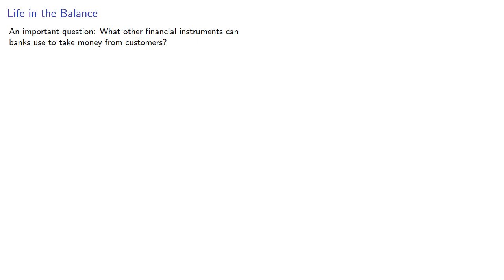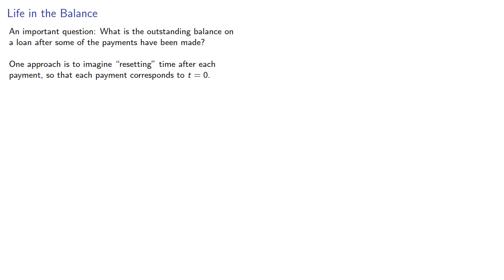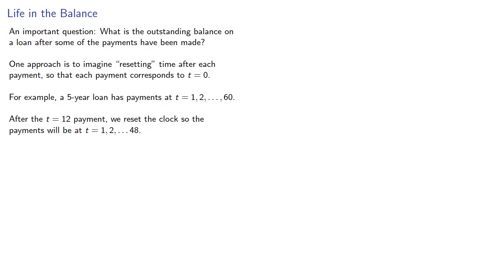An important question to ask. What is the outstanding balance on a loan after some of the payments have been made? There are several approaches. One approach is to imagine resetting time after each payment so that each payment corresponds to t equals 0. For example, a 5-year loan has payments at t equals 1, 2, and so on up to 60 if we're measuring time in months. After the t equals 12 payment, we reset the clock so the payments will be at 1, 2, and so on up to 48. And this approach allows us to use a angle n to compute the balance.